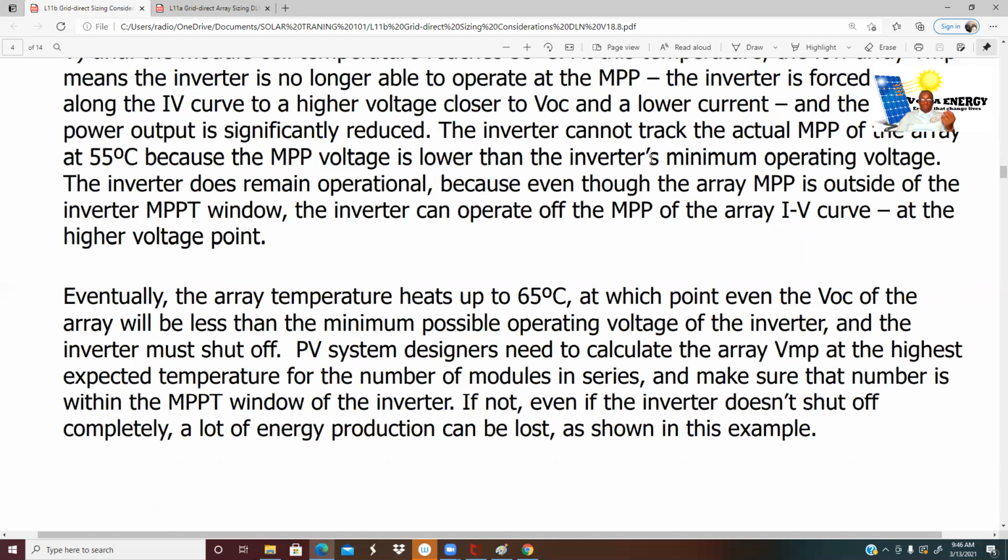If not, even if the inverter does not shut off completely, a lot of energy production can be lost, as shown in this example. Very important to take into consideration. So you're going to read the installation manual. You're going to read the data sheet. You have to read the information. The installation manual will tell you how many models you can put in series, and the data sheet will tell you how the information is given.